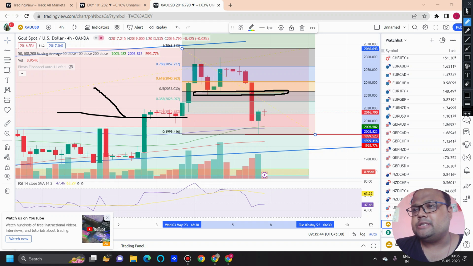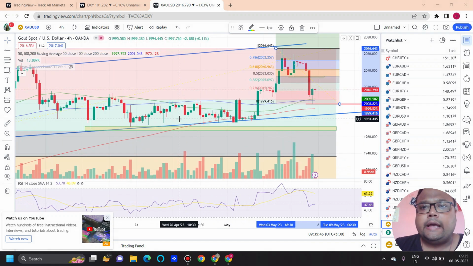So these are the trading opportunities that I see on the chart of gold right now. And again, I'll be coming on Monday after the market opening. If anything crazy happens, obviously I'll update you.